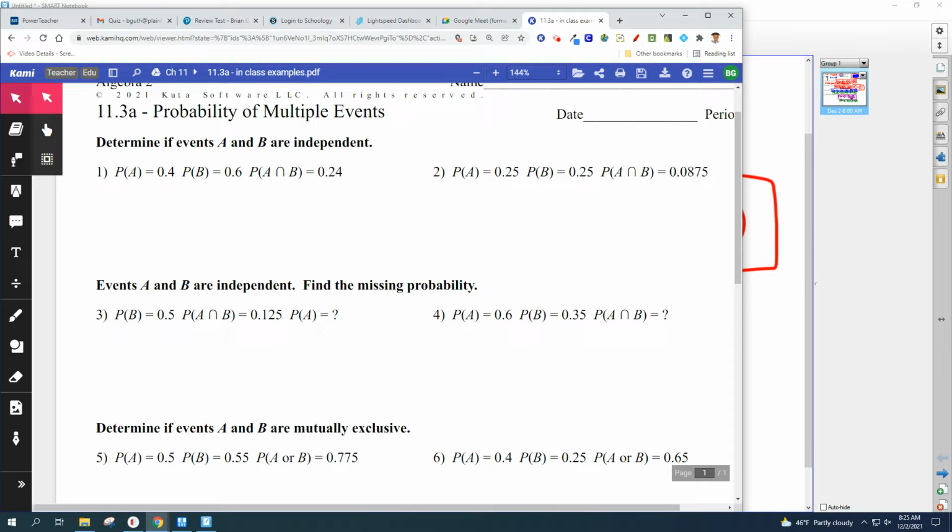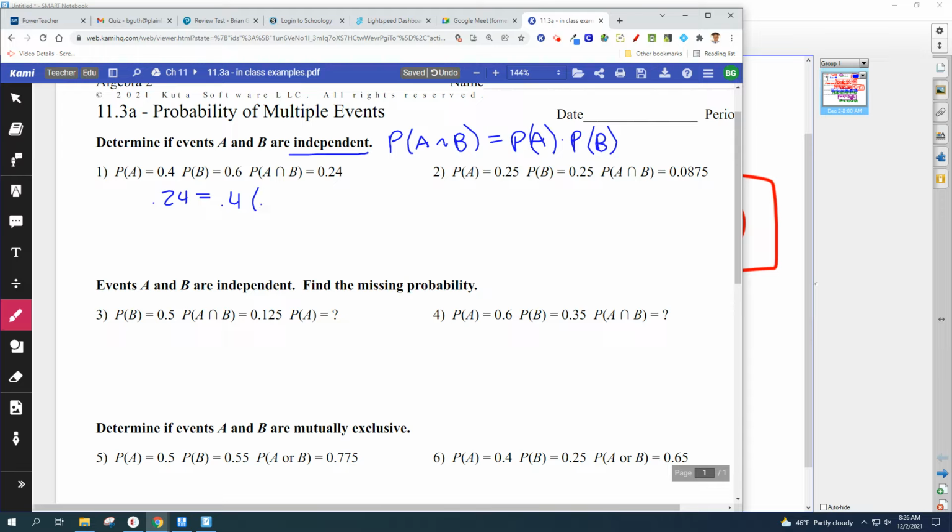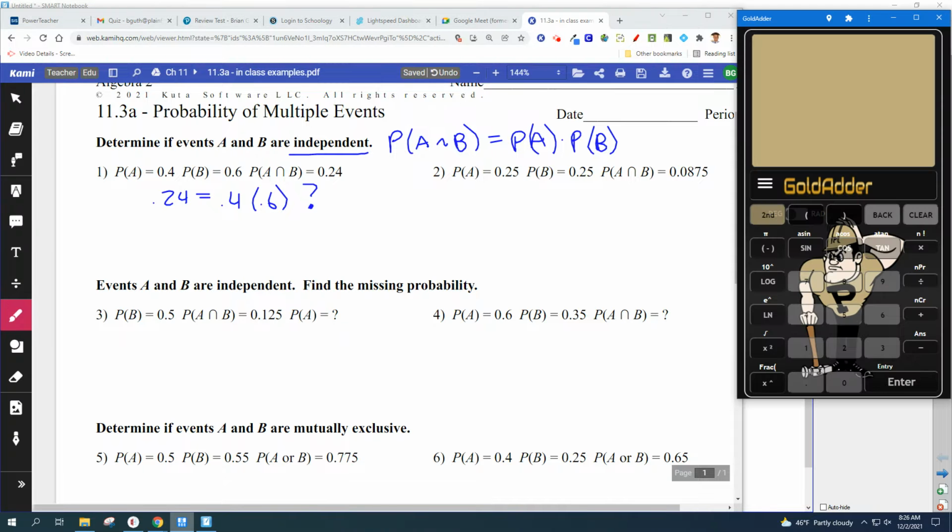Problem 1 says determine if events A and B are independent. So think about what we know here. In order to be independent, we have to have this is true, okay? That has to be true. And so really all I'm going to do is I'm going to say 0.24 equals 0.4 times 0.6 question mark. All right? I'm asking is that a true statement? Okay? So 0.4 times 0.6 is 0.24. That's true. All right? That's true. So what does that mean? Independent.